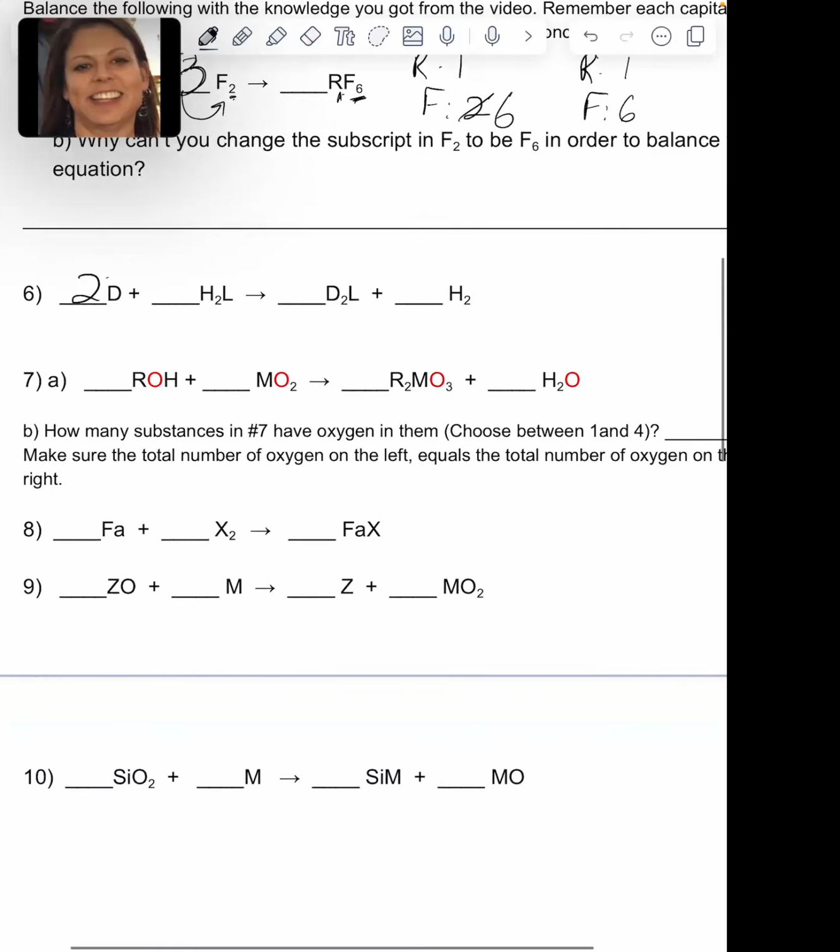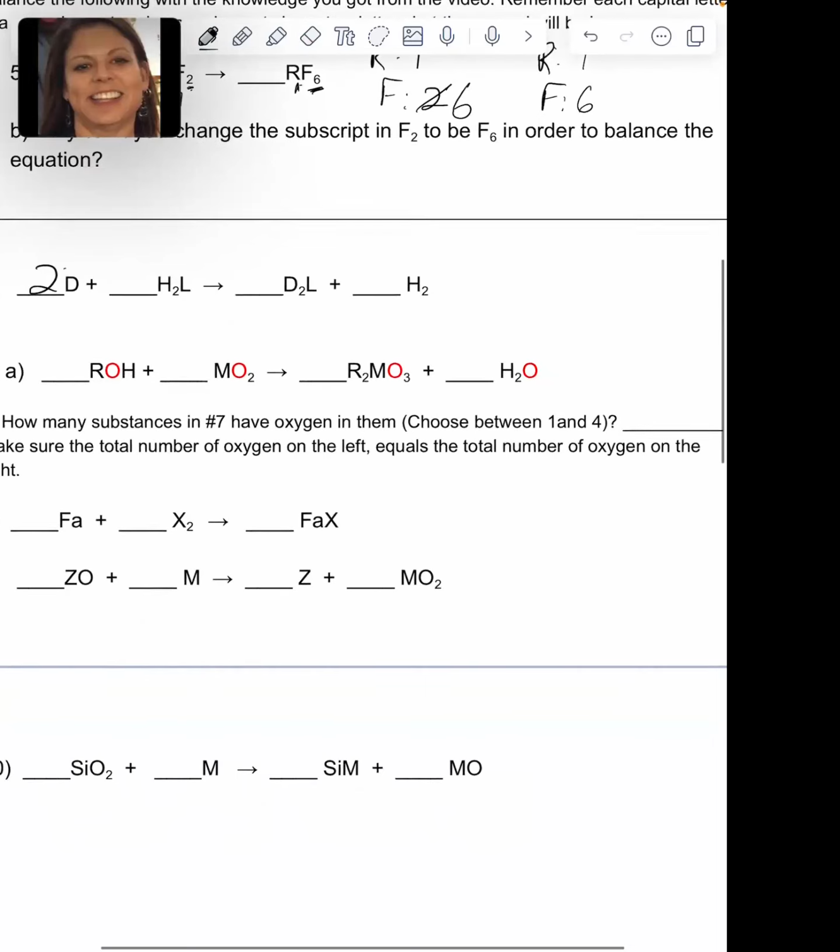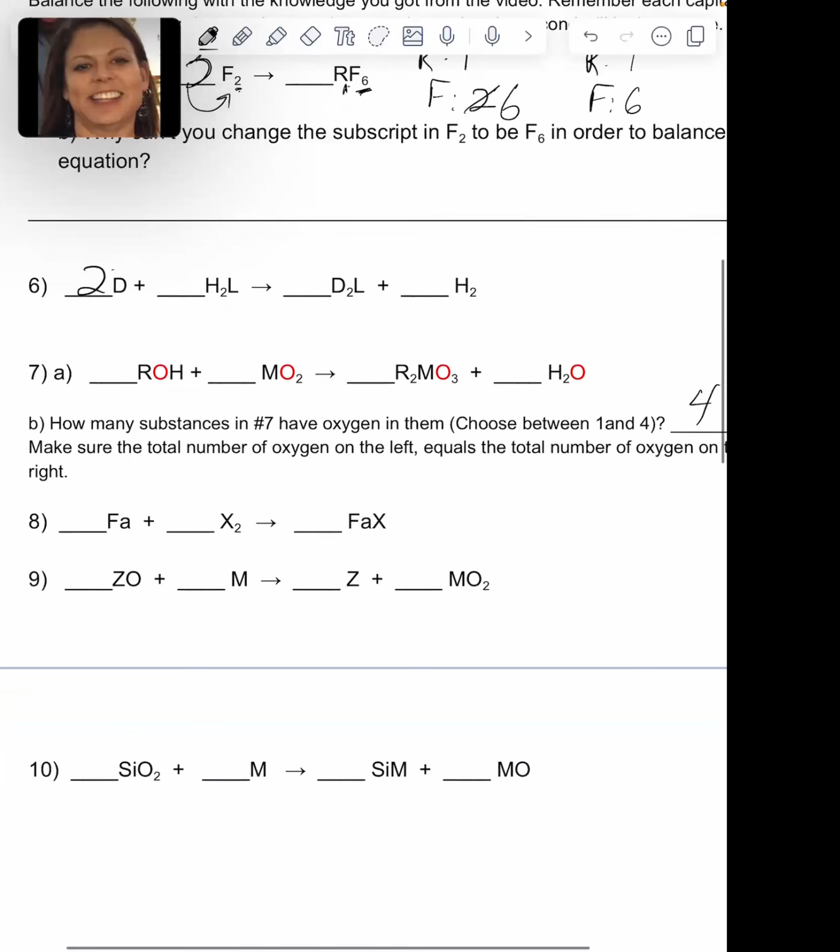Number 7. These are highlighted in yellow so that you can see that every substance has an oxygen. So all 4 substances. How many substances in number 7 have an oxygen? All 4. So the left has to equal the right. You don't need like a 3 for each of the ones on the left. You just need the total to be the same on the left as the right.